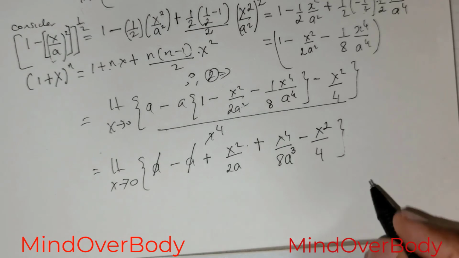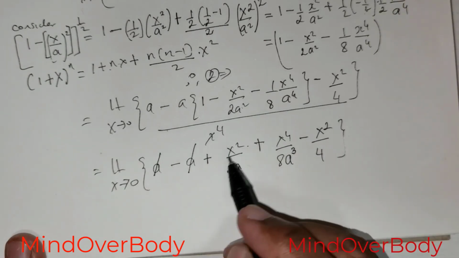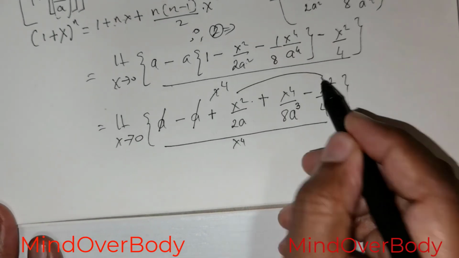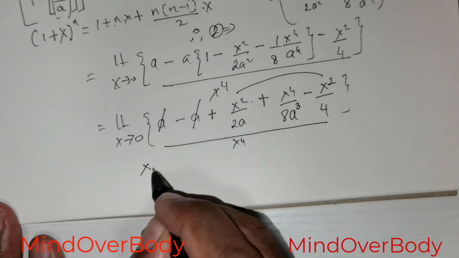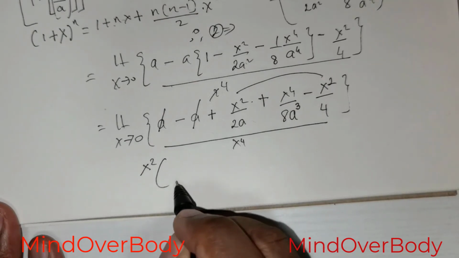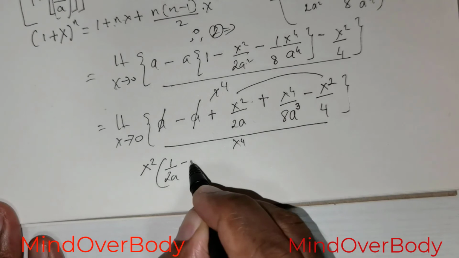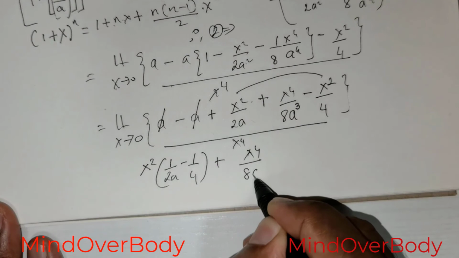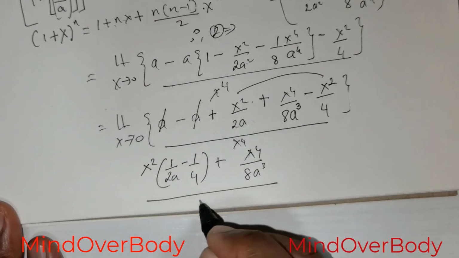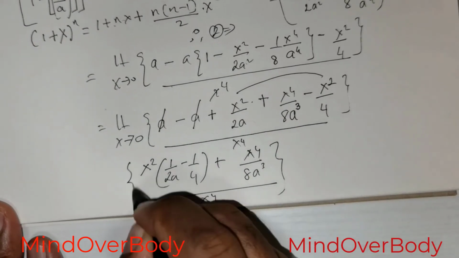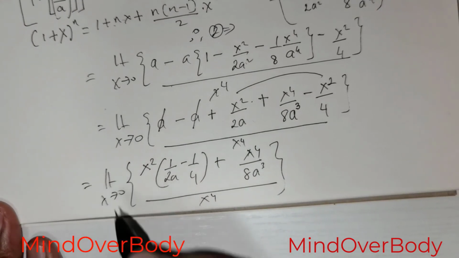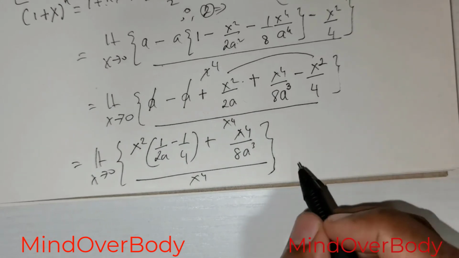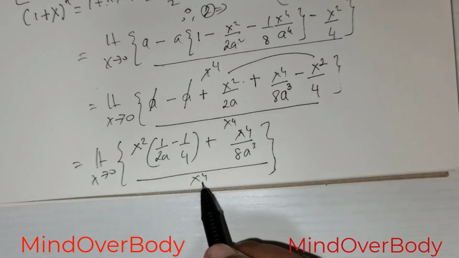So we can club these two things together. Of course there is a x to the power of 4 term there, so let me just place that x to the power of 4 term there. Now if I were to club these two things, I can take x squared out and I can rewrite this as 1 over 2a negative 1 over 4 positive x to the power of 4 divided by 8 times a to the power of 3 divided by x to the power of 4. This entire thing will have a limit x tending to 0. Okay, now let me give you the solution here. Now I got x to the power of 4.